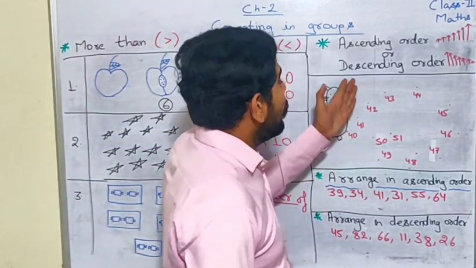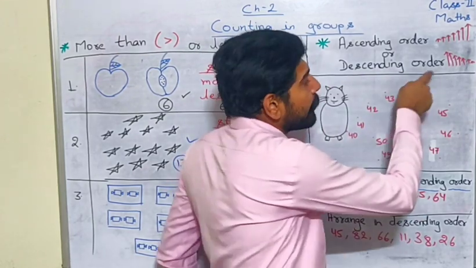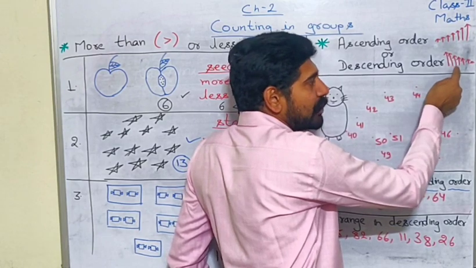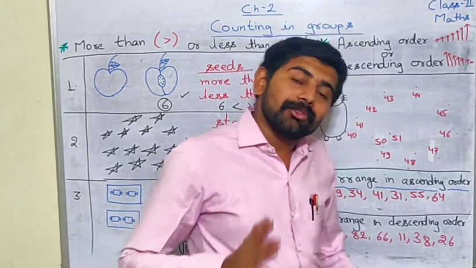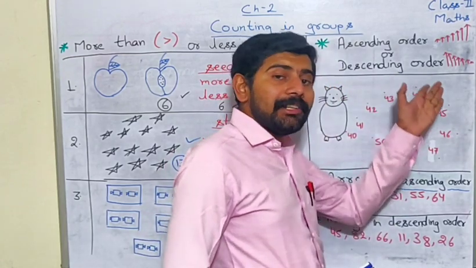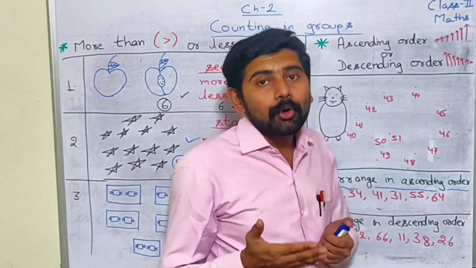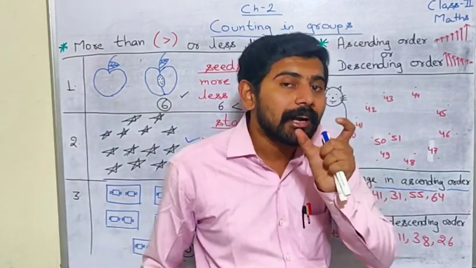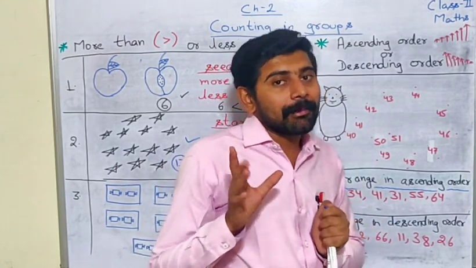Okay. Then we have also got some descending order. See, look. Here I have made the biggest arrow first, then smaller, then smaller, then smaller, then smaller, then smallest. So like this, that means the biggest number comes first, then smaller, then smaller. At the last, what will come? The smallest number. Let's take an example.